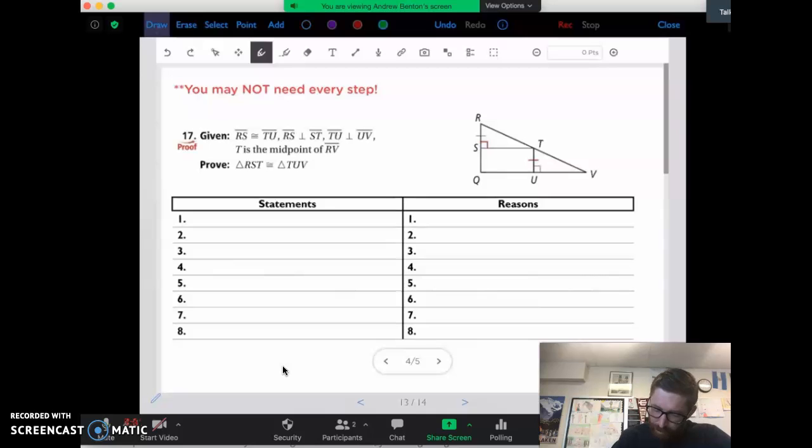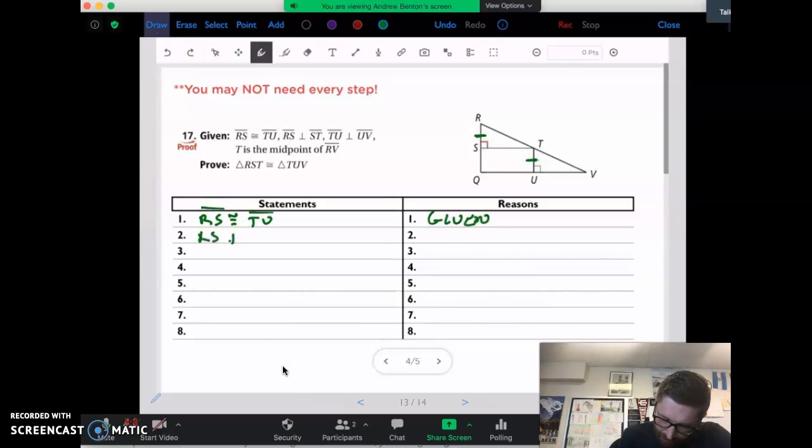Let's keep going. RS is congruent. So yeah, they're doing you a favor for sure because they're marking the diagram for you, right? But don't rely on that. You should be marking your diagram as well. So RS is congruent to TU. That's a given.